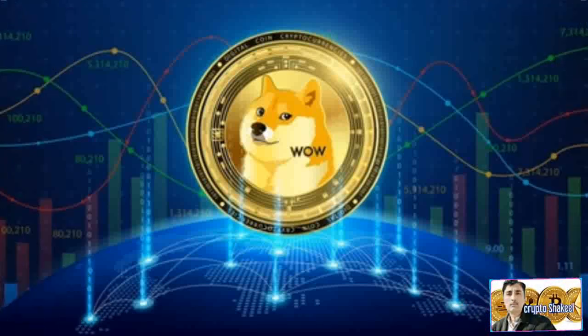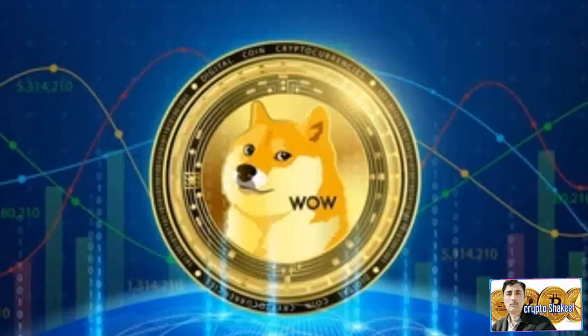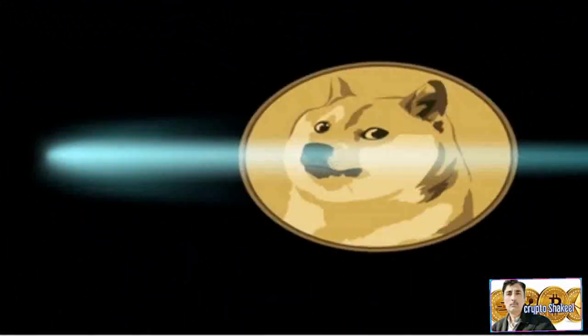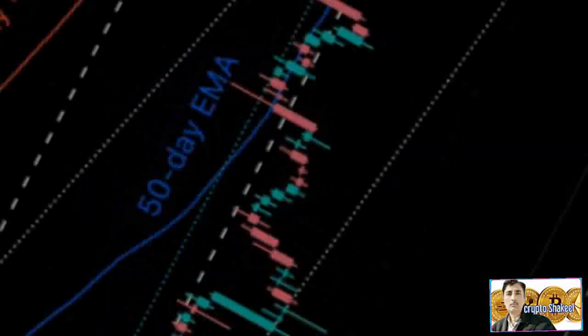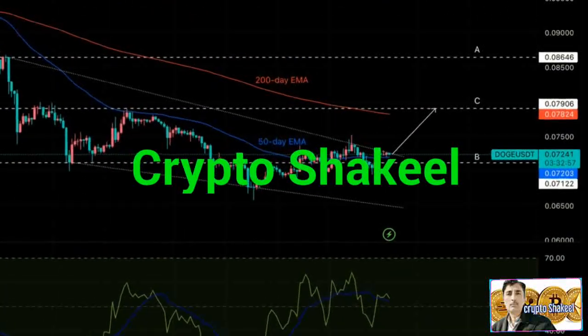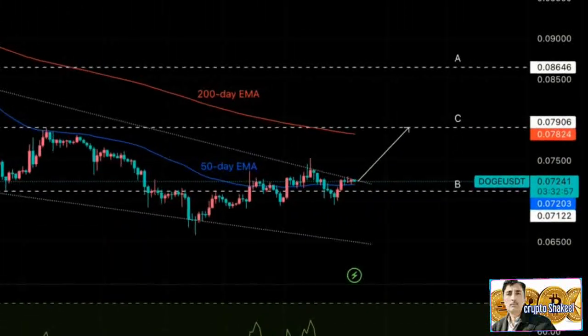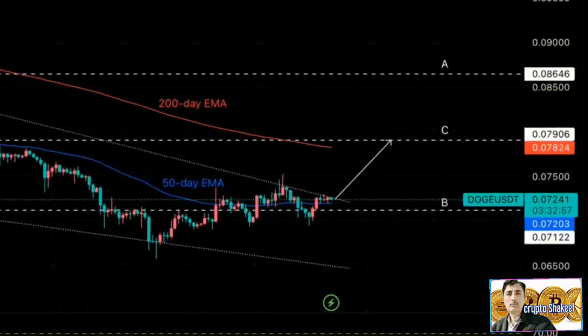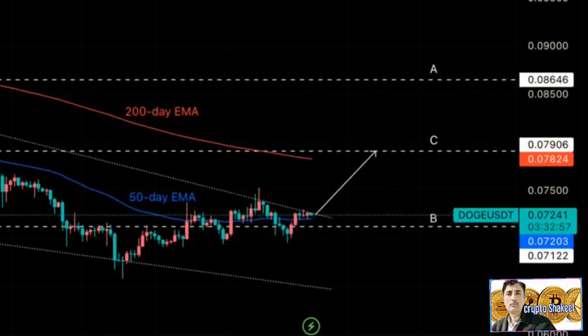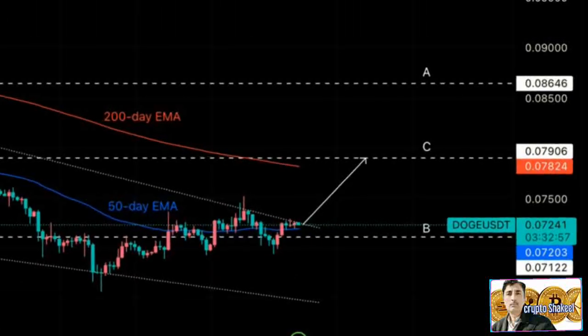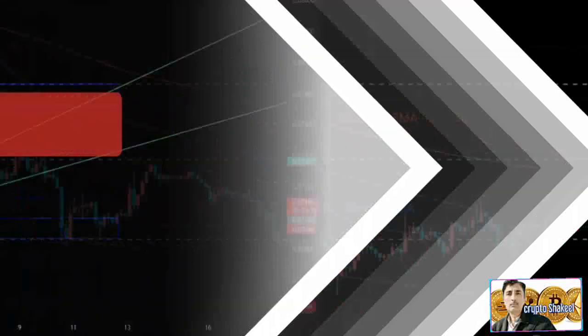Dogecoin, DOGE, price is on track to break out of resistance at its 50-day exponential moving average at $0.07203. Dogecoin, the largest meme coin in the crypto ecosystem, is on track to yield double-digit gains for holders. BitPay, one of the largest crypto payment processors, reveals that DOGE is the fourth largest cryptocurrency in terms of usage.